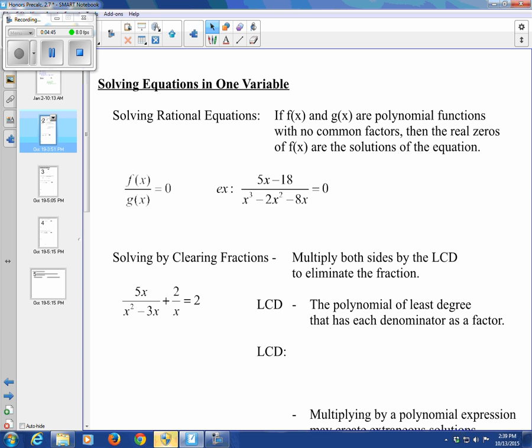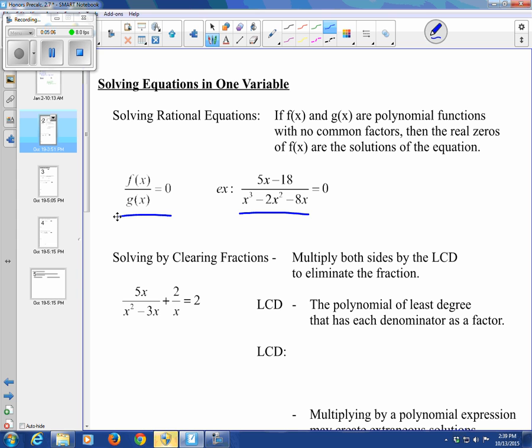So, solving a rational equation: if f of x and g of x are polynomial functions with no common factors, then the real zeros of f of x are going to be the solutions of the equation f of x over g of x equals 0. And really what we're saying here is we've got one rational expression equal to 0, right?